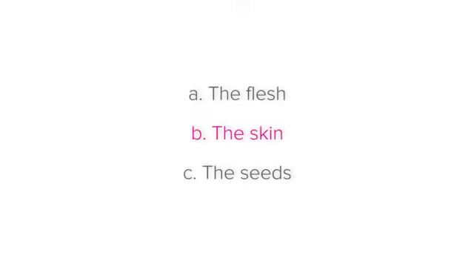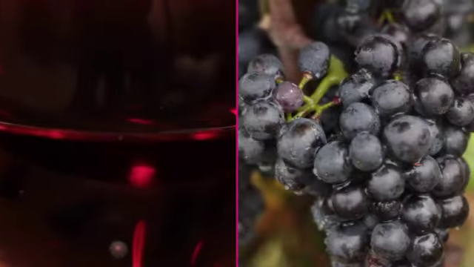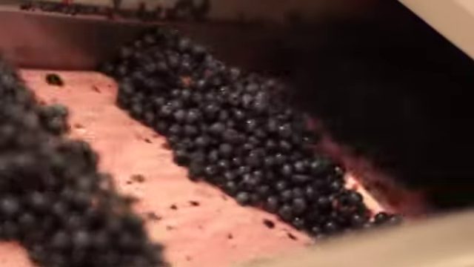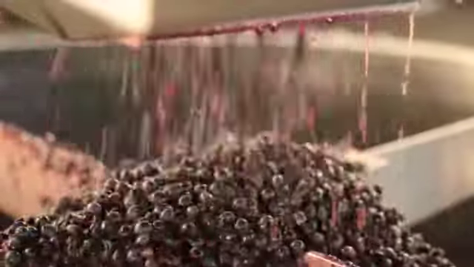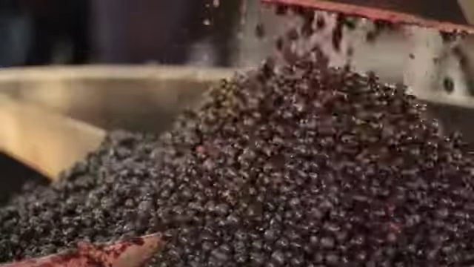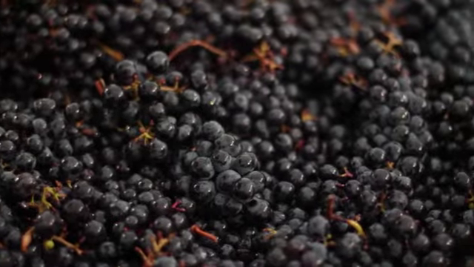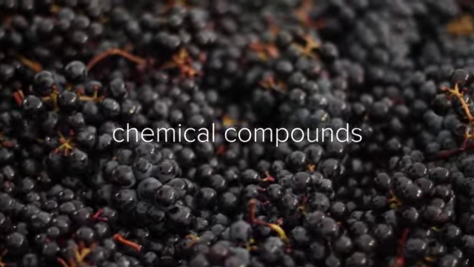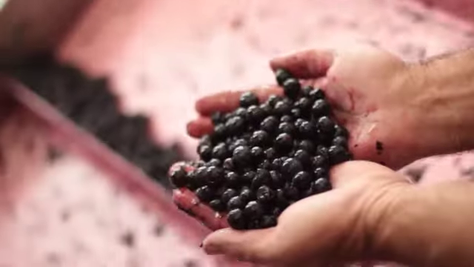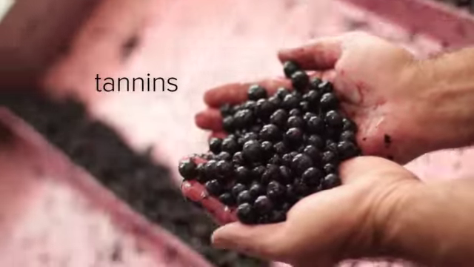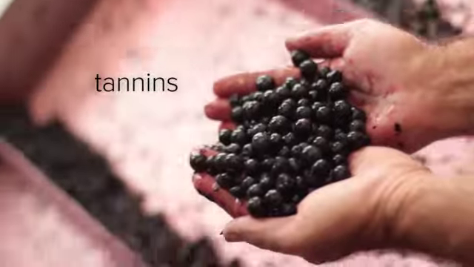The skin. The color in red wines comes from the skins. When red wine is being made, the pigments or color in the skins leaches out and turns the juice of the grape red. It's the same as if you leave a red pair of socks in the wash with your white clothes, and they all come out a little pink. The skin also contains chemical compounds that add flavor to wines. Finally, the skin contains tannins. We'll learn about tannins in a later lesson.